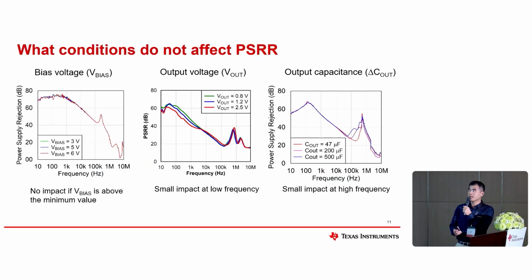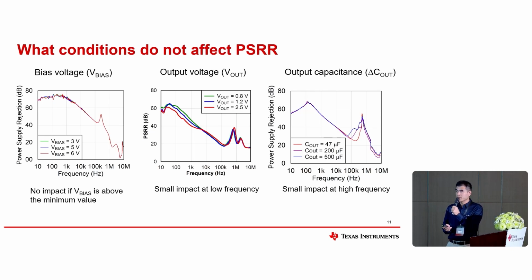So what conditions do not affect PSRR? On the left, the bias supply. With different bias supply, the PSRR is nearly the same, because the LDO bias supply is only needed for the internal circuit function. If the bias is above the minimum voltage required by the LDO, it behaves the same with regard to PSRR.